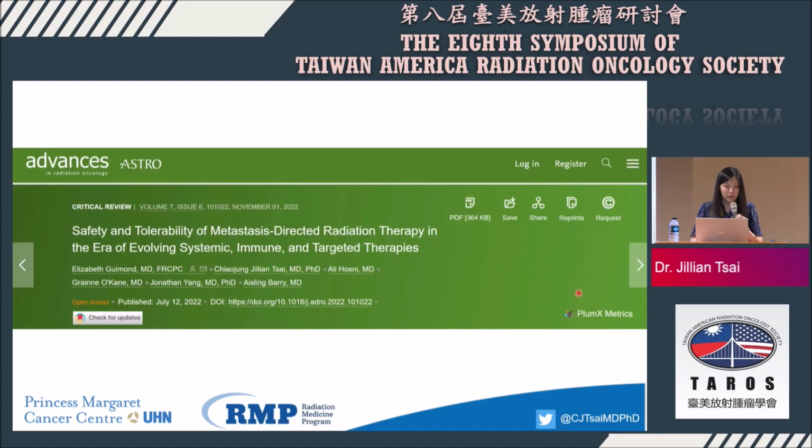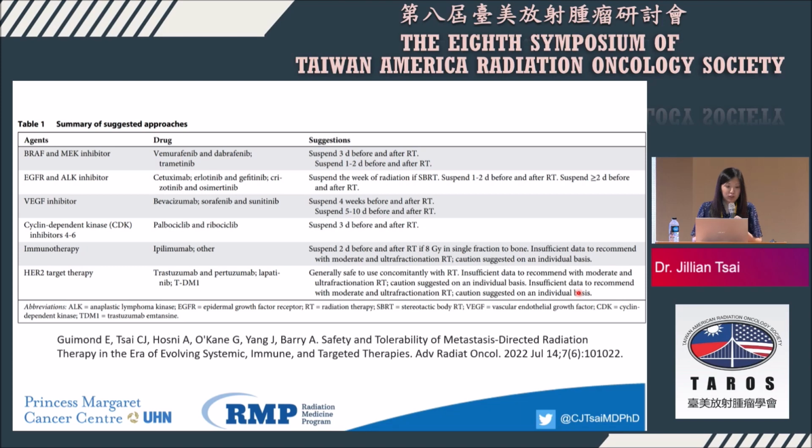Another practical consideration is that many people would ask, if the patients are on certain newer drugs, how long should we hold the drugs? If they're on a VEGF inhibitor or a newer CDK inhibitor, how long should the break be?